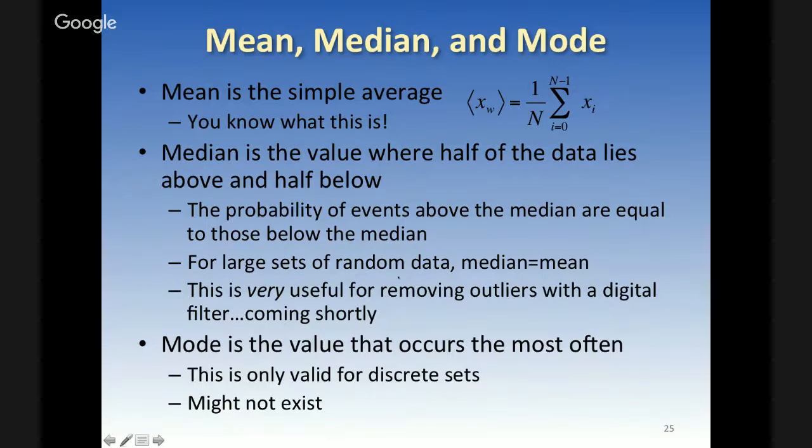For large sets of random data, the median is equal to the mean, if we get a large enough set of data. But for smaller sets of data, or for data that does not have a Gaussian distribution, the median may not be equal to the mean. And noise can really help drive the mean to be different from the median. So the median turns out to be very useful for removing outliers with a digital filter. And we'll talk very briefly about digital filters shortly.